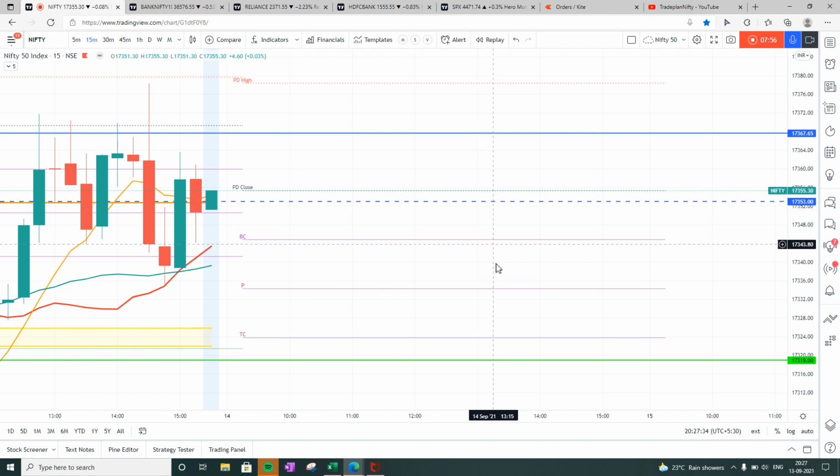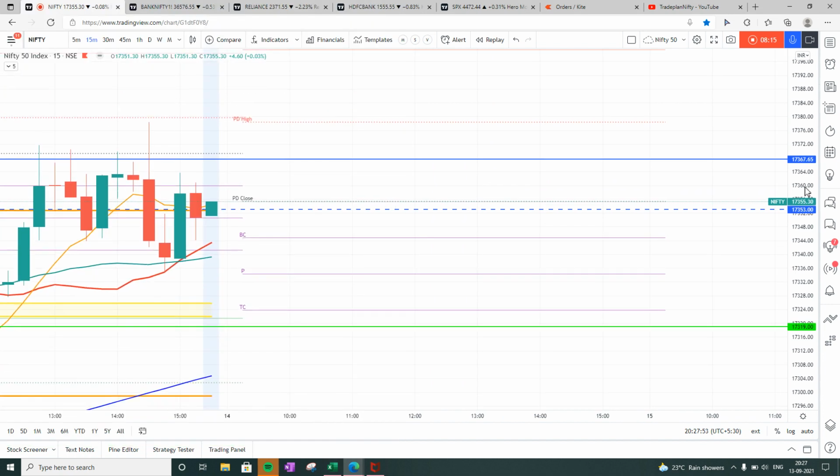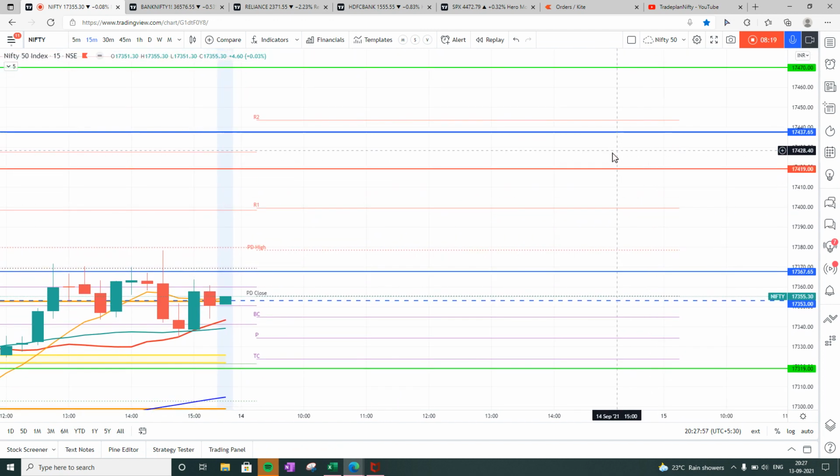So that is option 1: if open above pivot, buy on dip either at the weekly pivot, which is at 17,353, or tomorrow's pivot, which is at 17,334, or 17,325, which is L3 for tomorrow, for a target of 17,450, which is R2 for tomorrow. 17,450 is somewhere here, closer to my blue magical line.